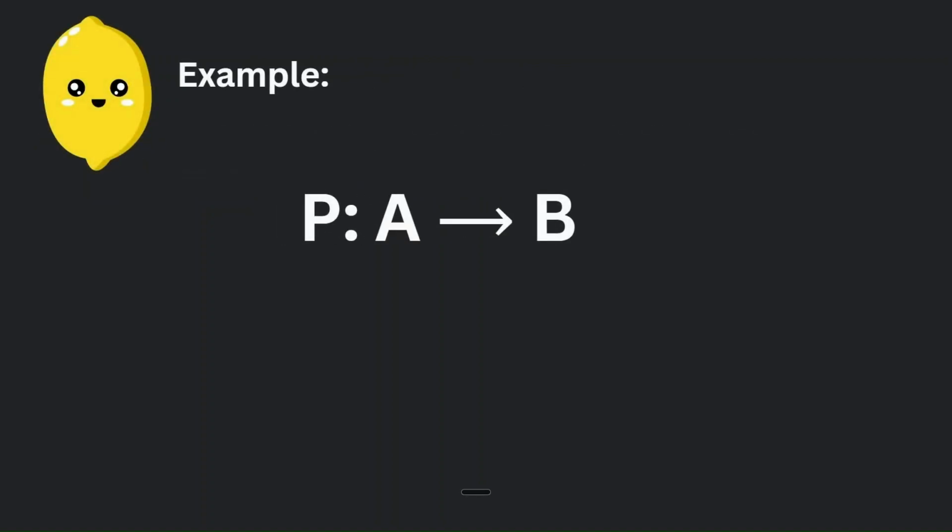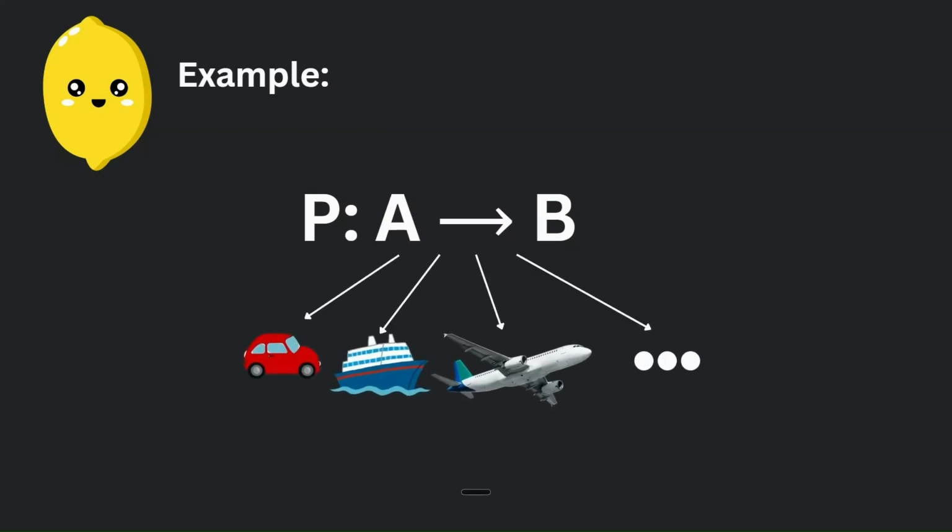Imagine you want to travel from point A to point B. There are several possible ways to do that, right? You could go by ferry, you could drive a car, or you could take a plane. Each of these is a valid solution to the problem of getting from A to B.